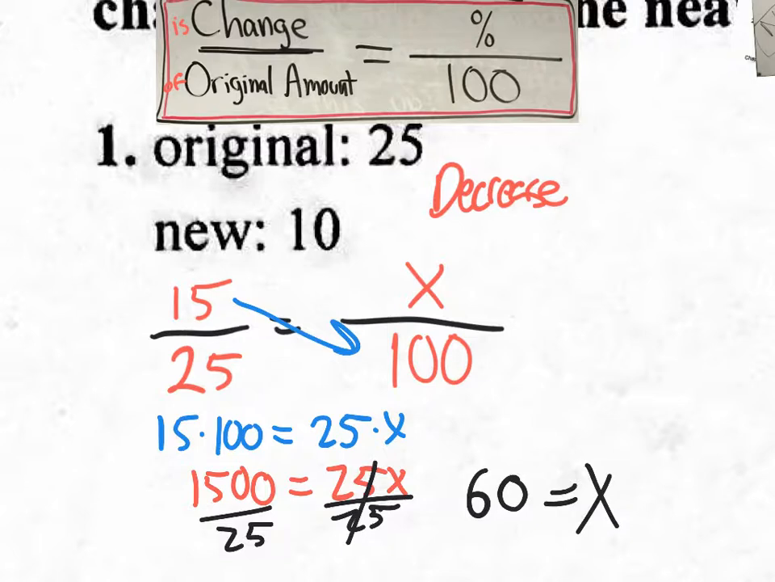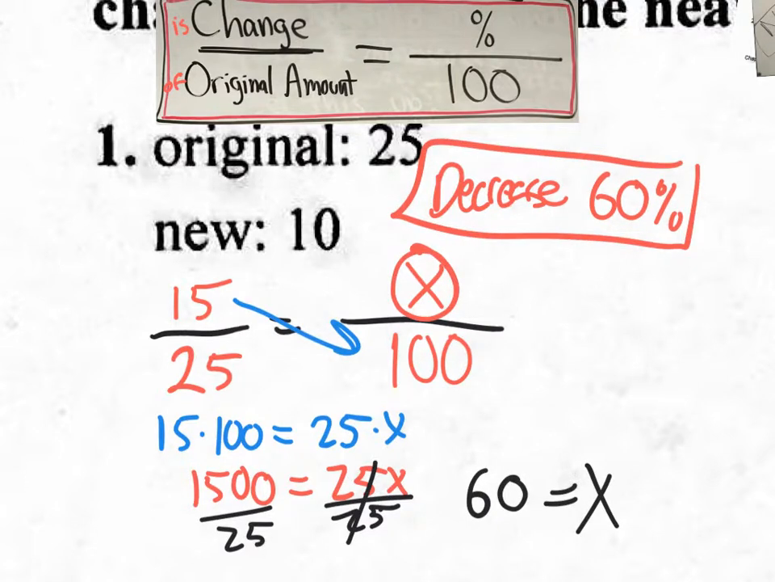So what is the percent? After all, we found the percent, right? What is the percent decrease? It was a decrease of 60%. So that's the answer, decrease of 60%. What does that mean? Your original amount was 25. It decreased to 10. It decreased by 15. So that was a decrease of 60%.